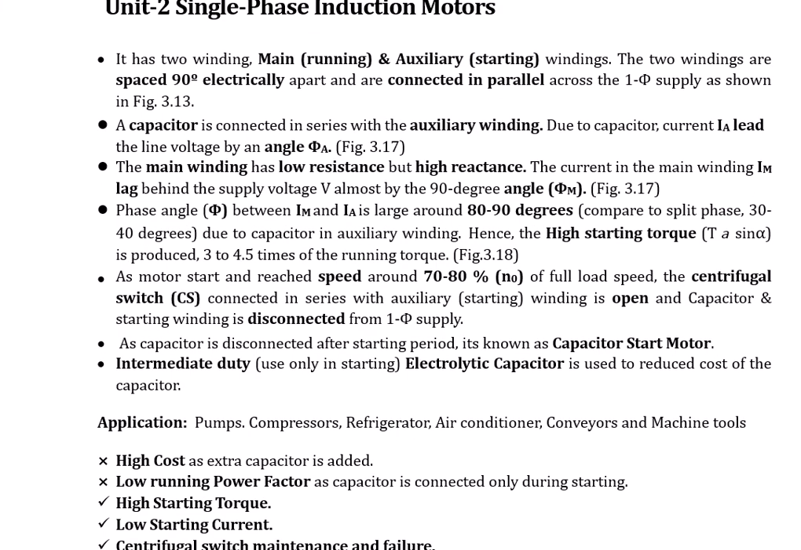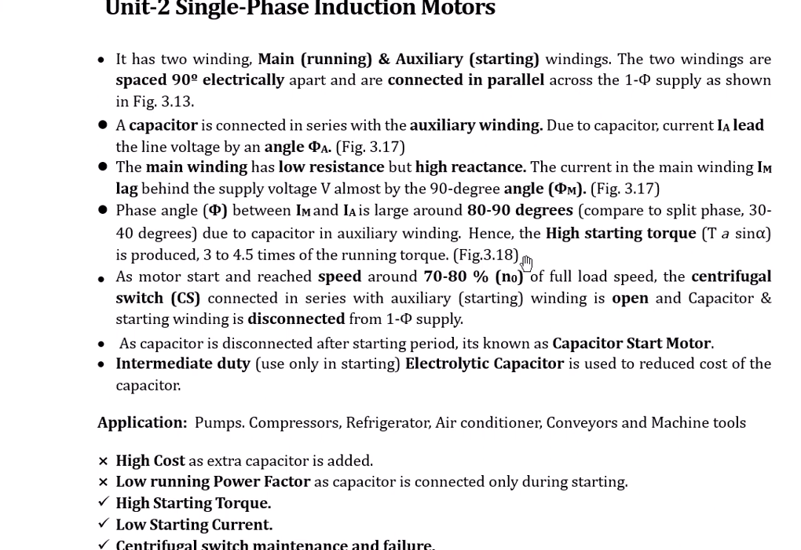So this is like a split phase resistance type motor. It has two windings, main and auxiliary, but here we add the capacitor. So we get the angle somewhere between 80 to 90 degrees. The phase angle between IM and IA is around 80 to 90 degrees, compared to a split phase motor's 30 to 40 degrees, due to the capacitor in the auxiliary winding.